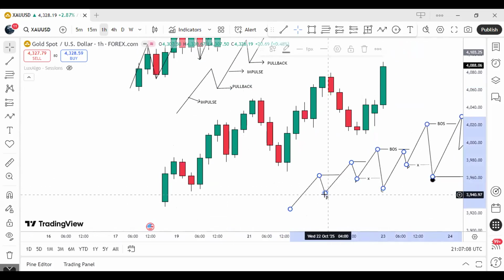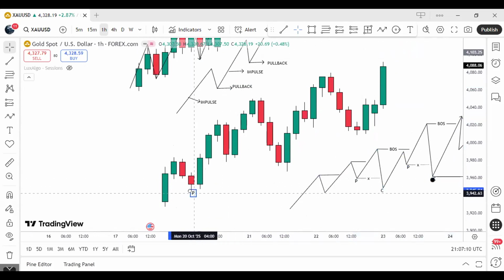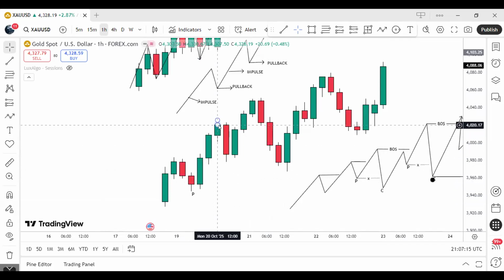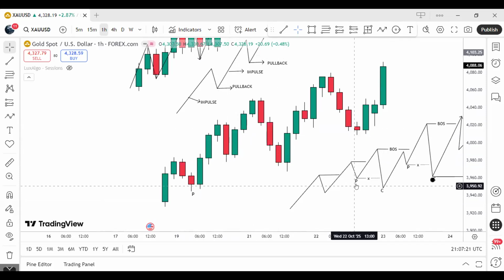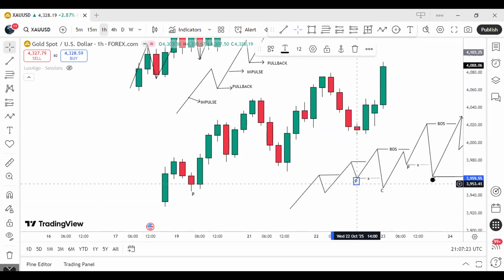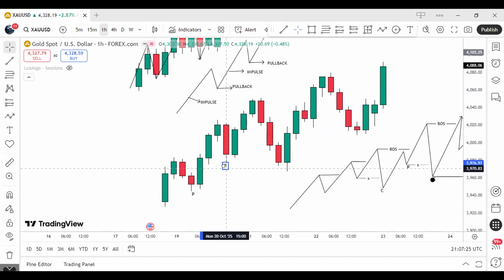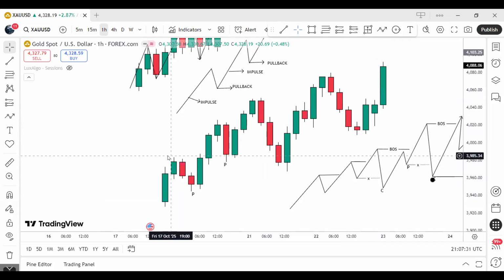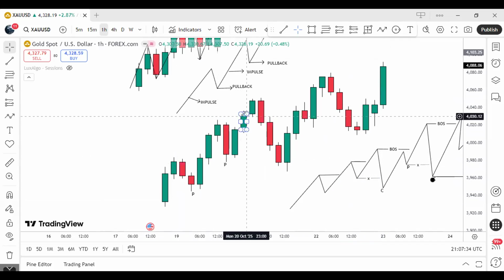Sorry. So we have a pullback here, right? Then we have another impulse move to the upside. Then we have another pullback here. Why? Because this red candle took out this green candle's low. So this is another pullback here, right? Then price went up again, break structure to the upside. This is a break. This is another break here, right?